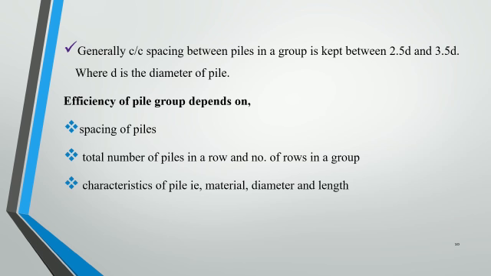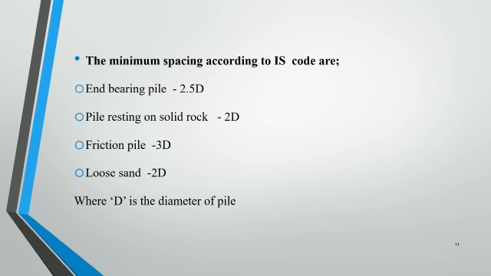Generally, center to center spacing between piles in a group is kept between 2.5d and 3.5d, where d is the diameter of pile. Efficiency of pile group depends on spacing of pile, total number of piles in a row and number of rows in a group, characteristics of pile, that is material, diameter and length.